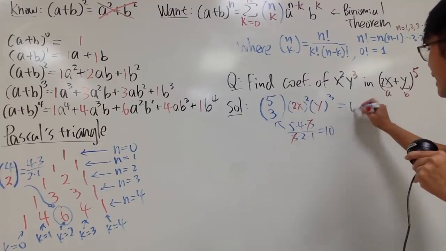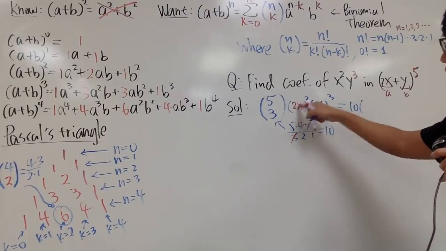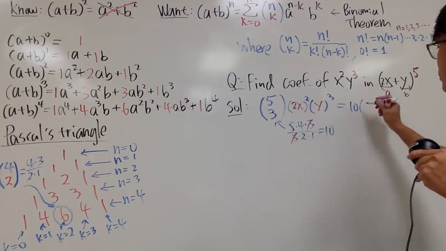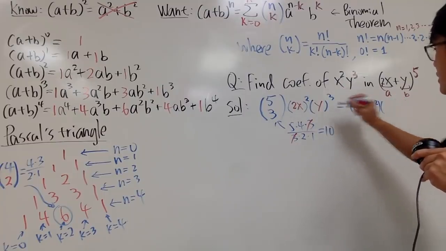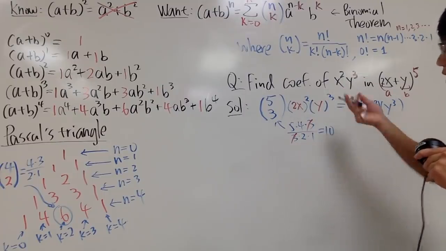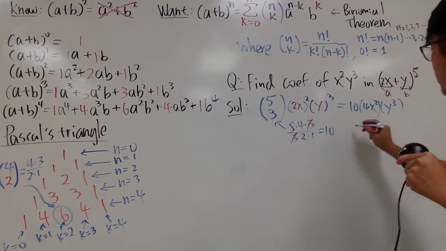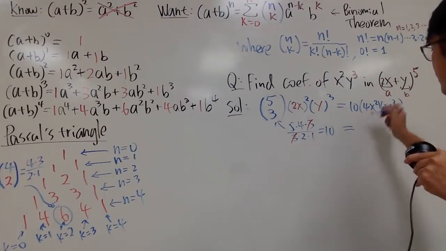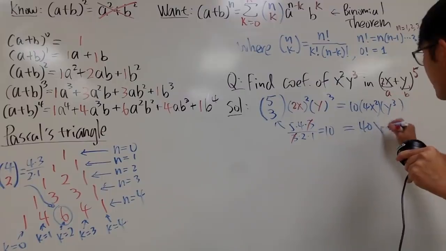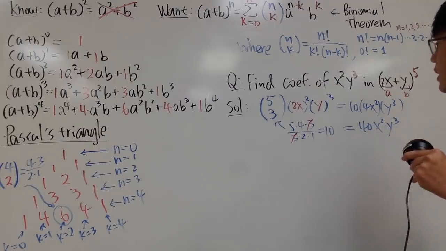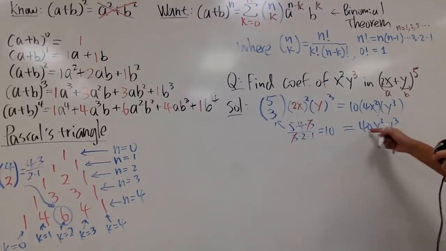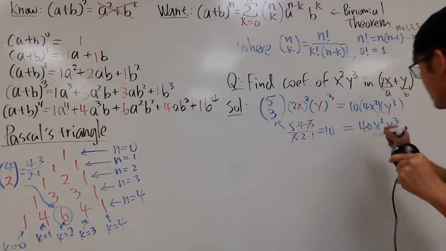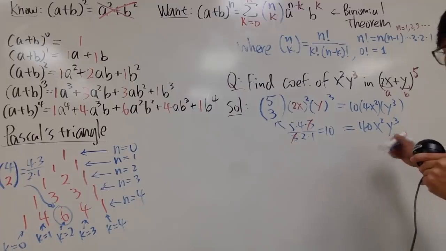So now you have 10 times, you have to work this out, of course, so you have 2 squared, which is 4, and then this is the x squared, and this right here is y to the third power, like that, right? So of course, you have to multiply 10 and 4, which is 40, and then x squared, y to the third power. And if you want to talk about the answer right here, the answer is just 40. Right? So the answer is just 40. Let me see where I can put it down for you guys.